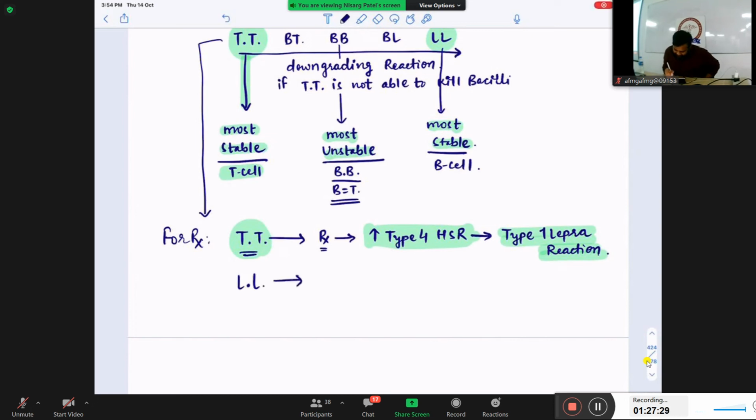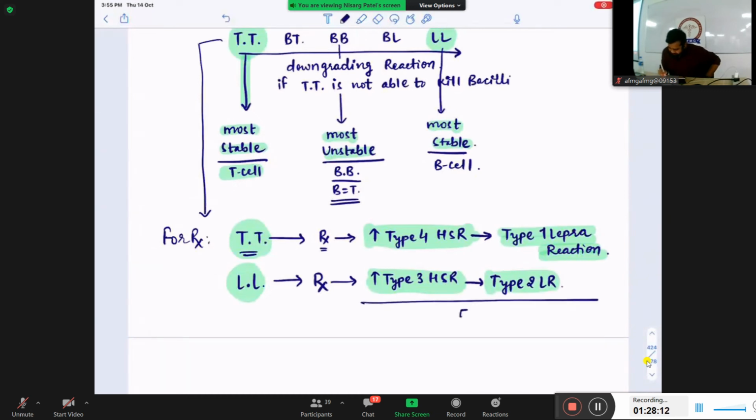Let's take an example. If I give a treatment to a patient of lepromatous leprosy, the patient's immunity will think that B cell is my way. So what immunity will increase? It is a type 3 hypersensitivity, because antibody immune complex will form. It is a type 3 hypersensitivity reaction, and this is known as a type 2 lepra reaction. To remember for the exam, the total of both should be 5: type 1 lepra reaction, type 4 hypersensitivity; type 2 lepra reaction, type 3 hypersensitivity.